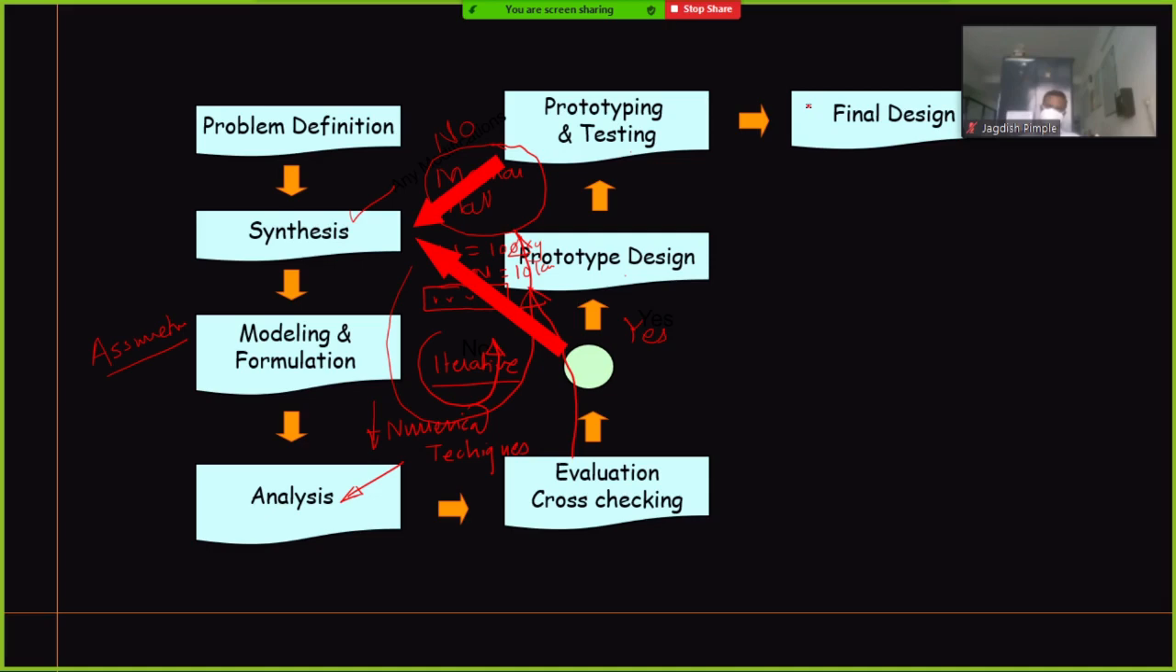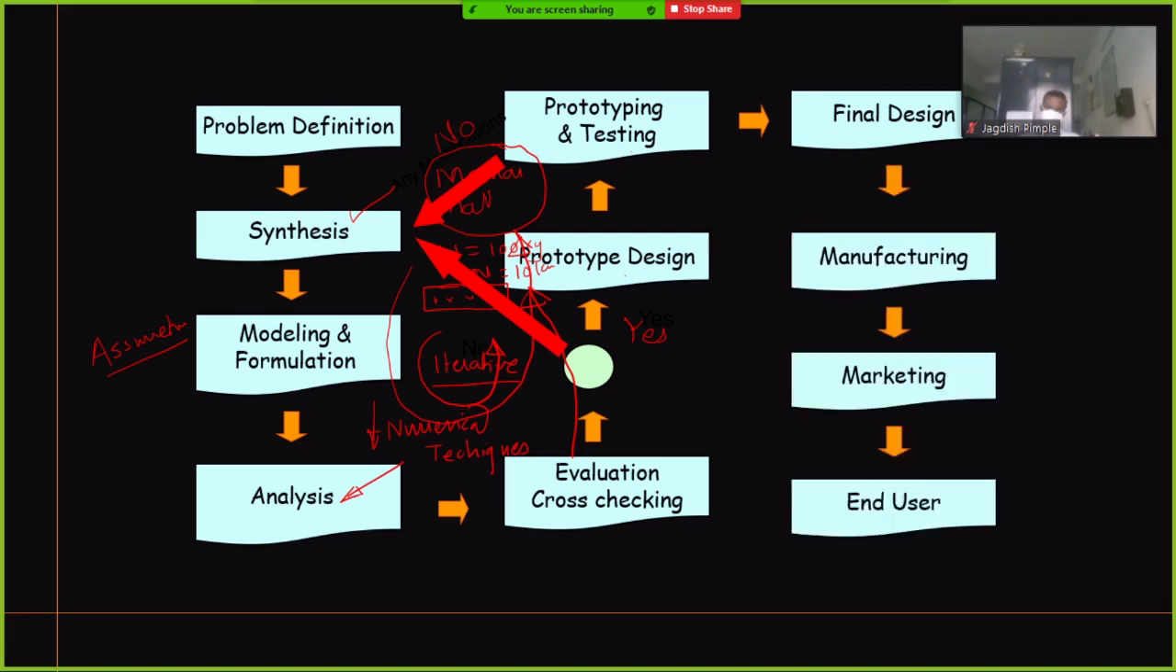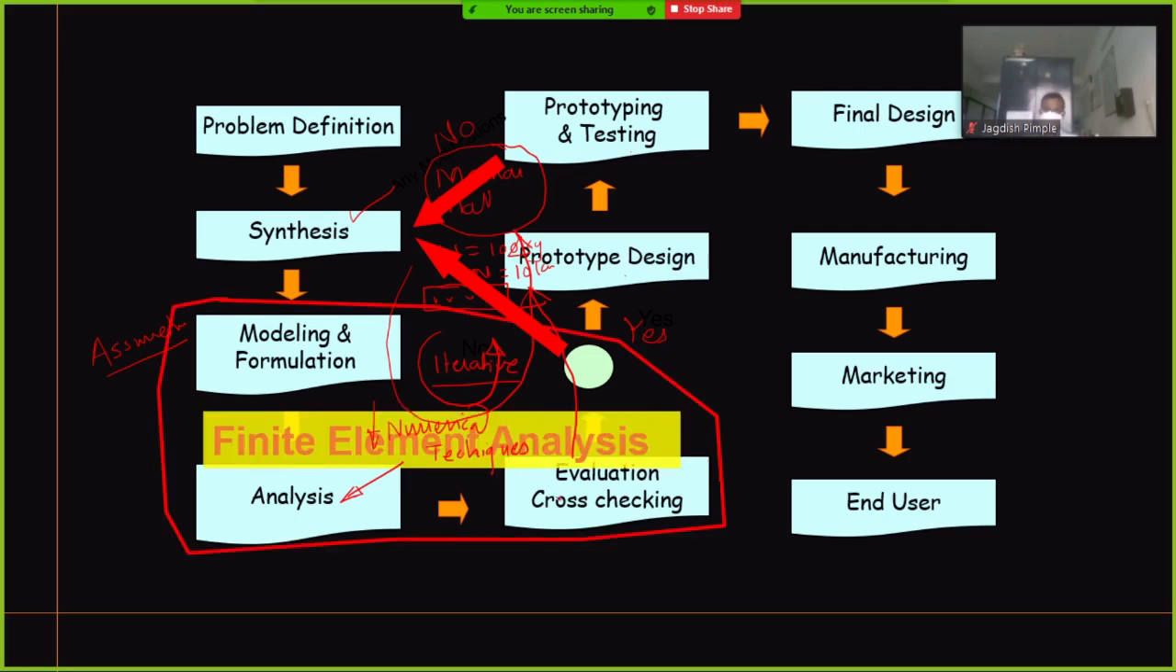So during this entire process, most of the time we may vary the design. FEA or any CAD software will help me in all the stages. These are the stages through which this design activity works. In these stages, only at these three places, modeling, analysis and evaluation check, this FEA analysis and CAD modeling will be helpful.